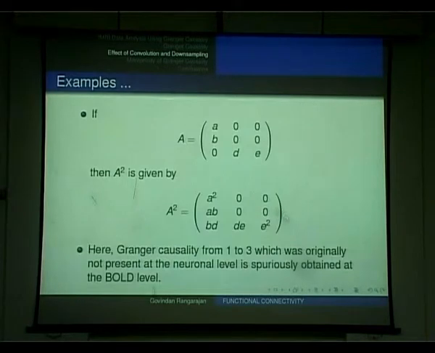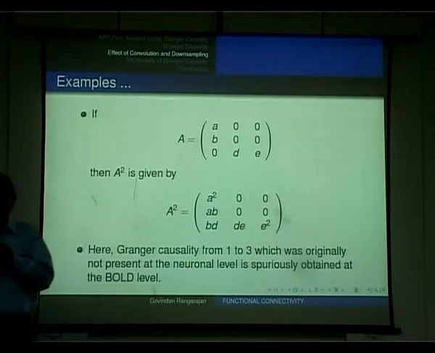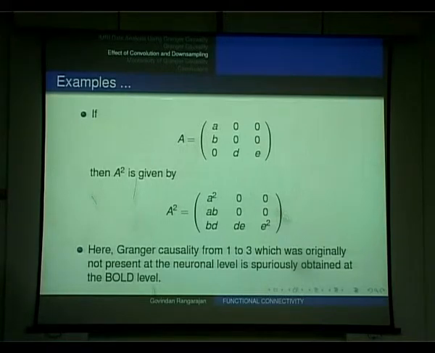Or you can take a more complicated case with 3 regions in the brain interacting with one another, and suppose you have such a structure. Then if you take the square, you get a non-zero element here. This was 0 here, that is, there was no Granger causality between process C and A, whereas you get a non-zero element here which tells you that there is Granger causality between process 3 and 1. So you have introduced this curious Granger causality. What was not present at the neuronal level has been introduced at the fMRI level.